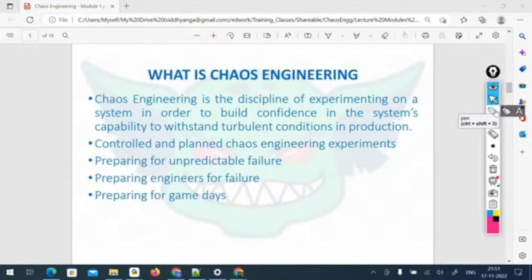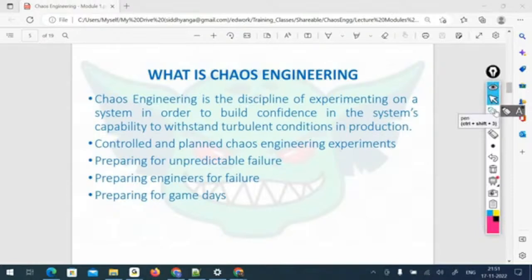Why are we saying experimenting and not testing? Any guess, anyone? What's the difference between a test and an experiment? For a test, we have the expected outcome. We know what we are looking for. But for an experiment, it may fail or pass actually. So accordingly, we'll have to take a decision.